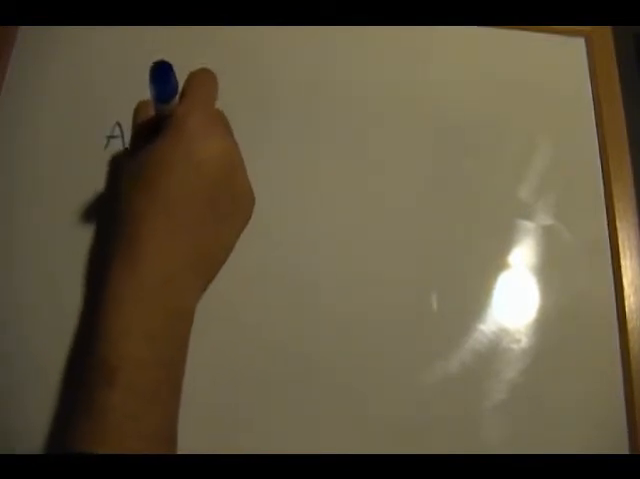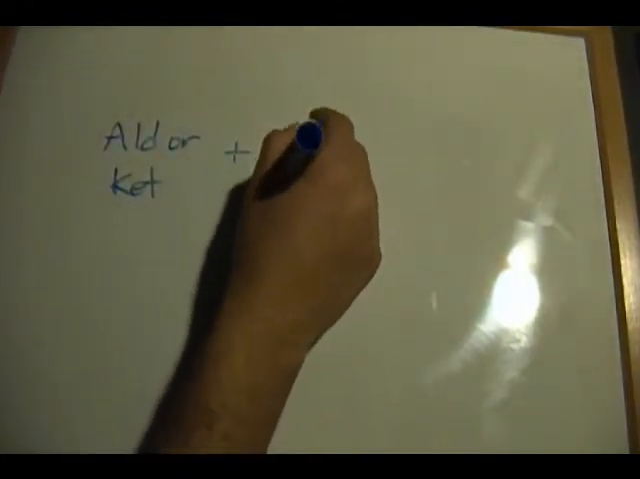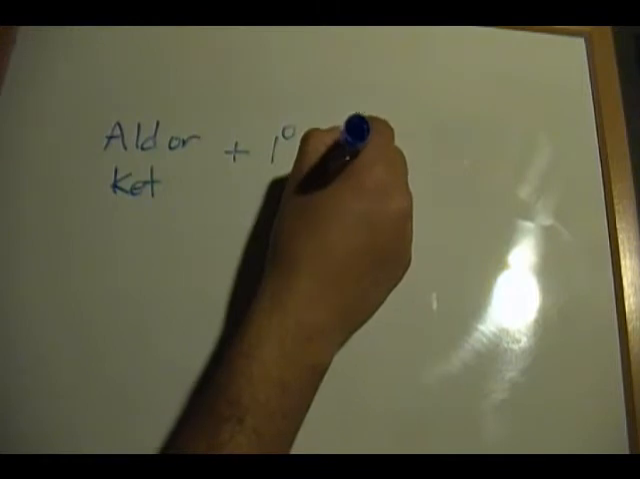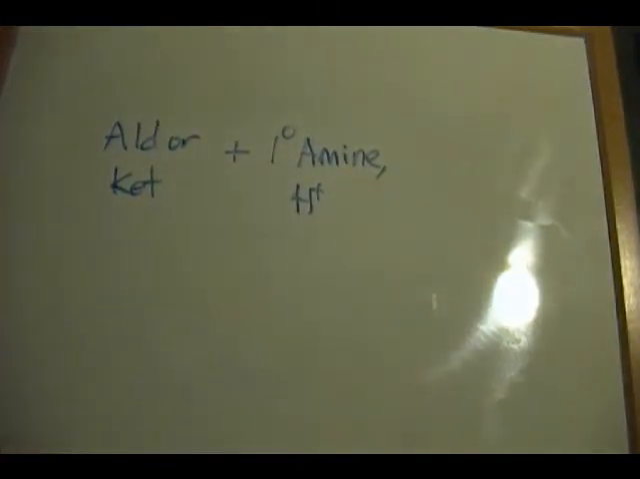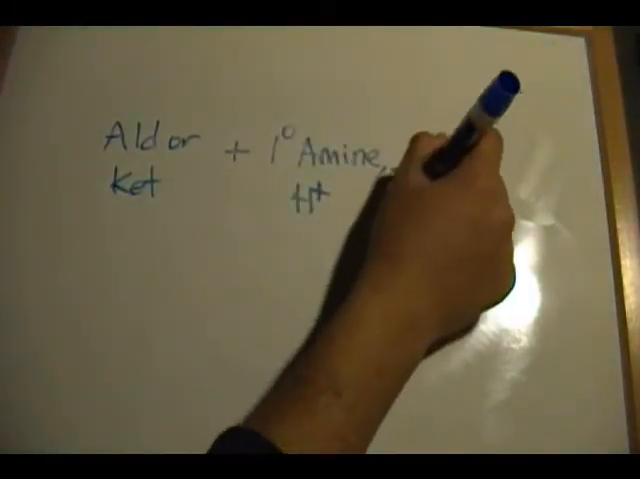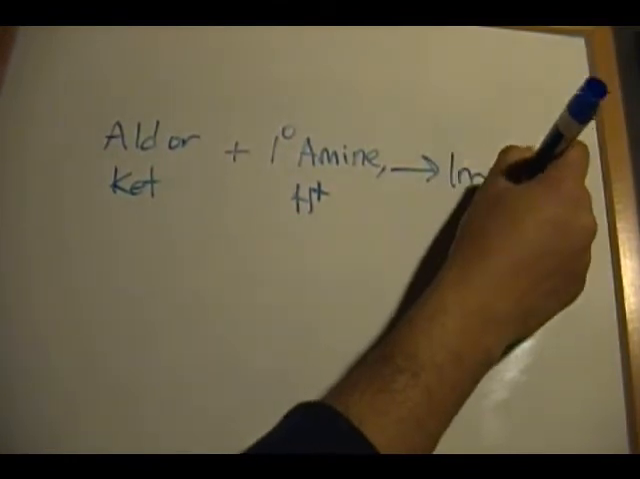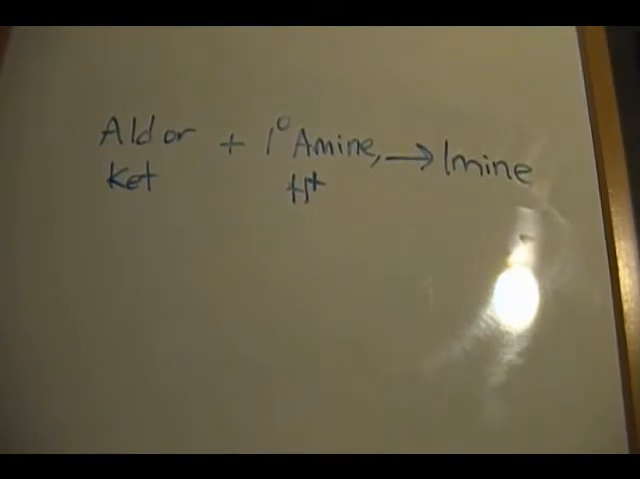So in order to form an imine, you need an aldehyde or a ketone, plus a primary amine under acidic conditions, and this gives your imine. Something interesting about this reaction is that it's reversible.